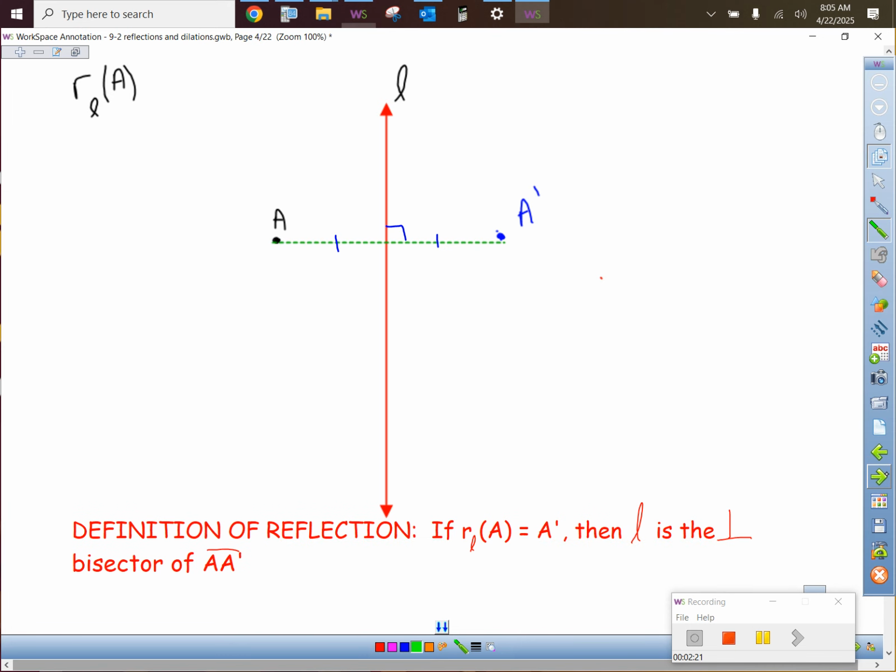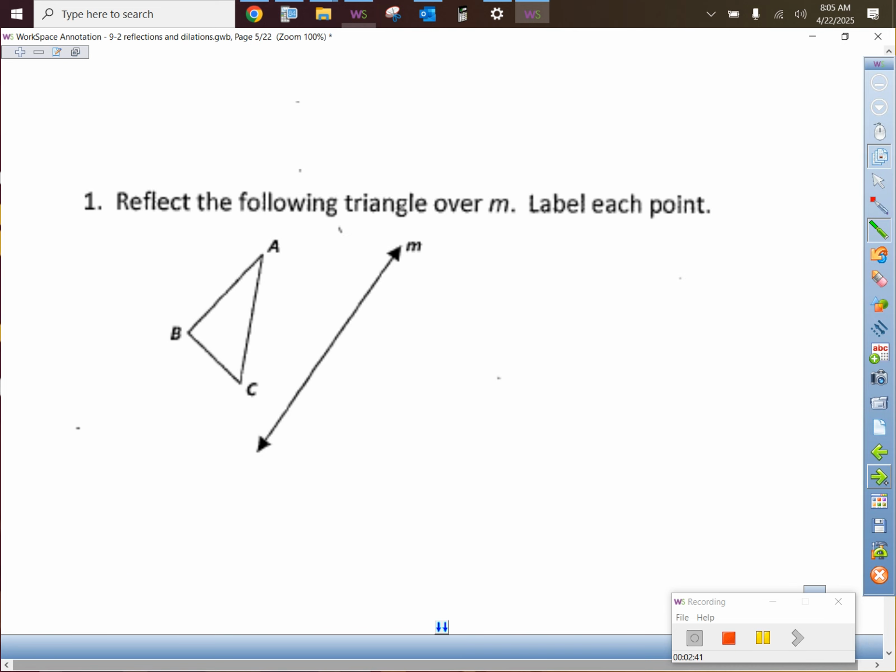Just like you told me right here, this angle's got to be 90 degrees for that to be reflected correctly, and this segment AA prime that I highlighted in green is bisected as well. Line L perpendicularly bisected that segment that was made up by those points. So let's do some reflections with our geometer.